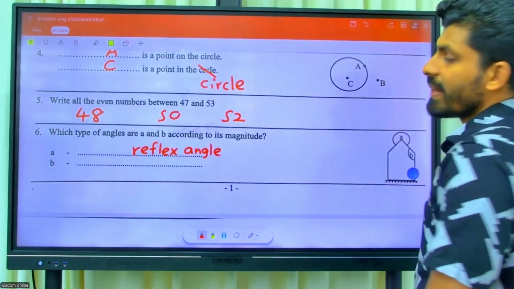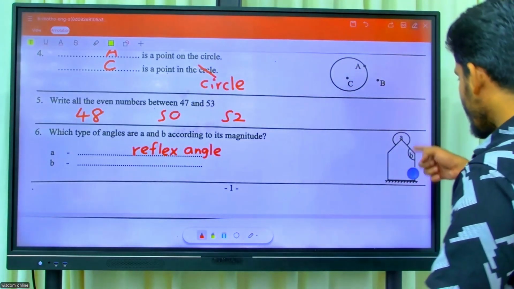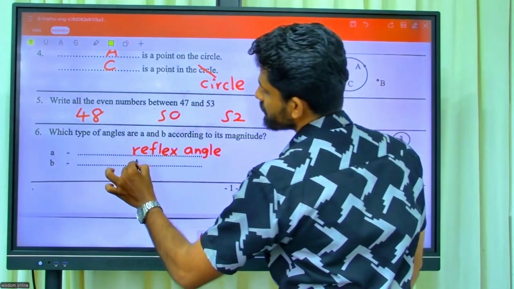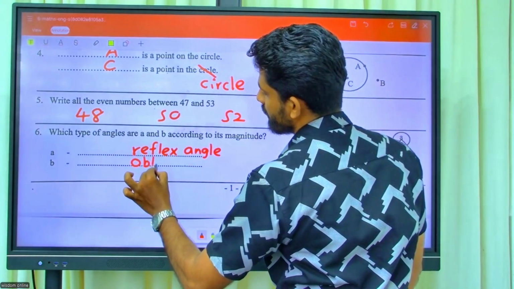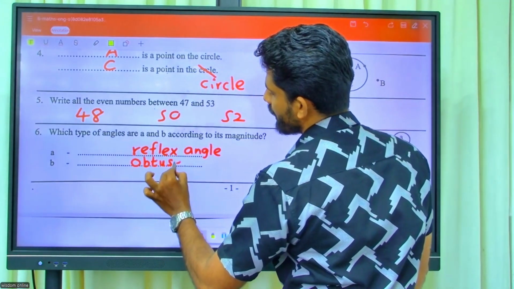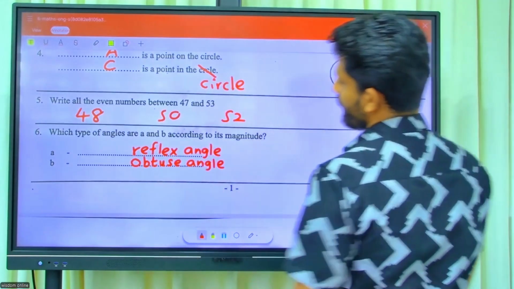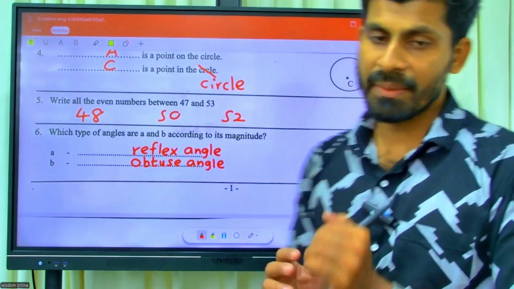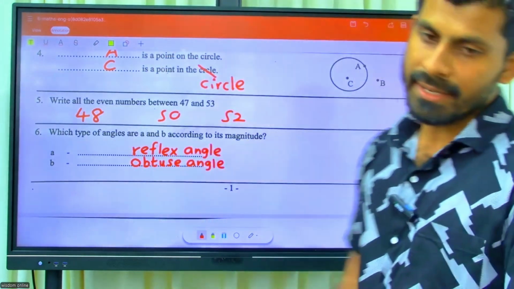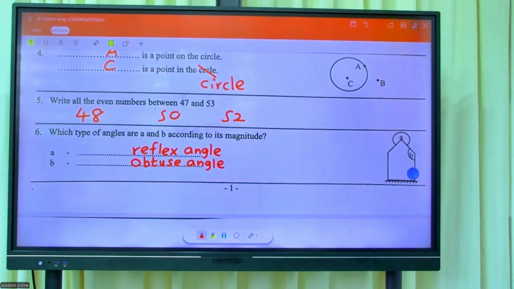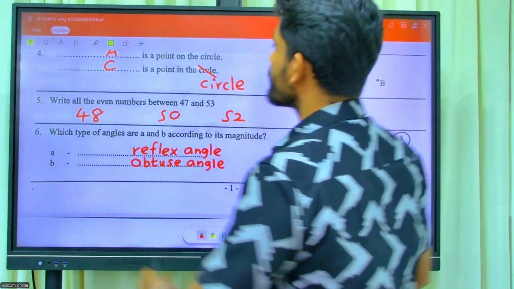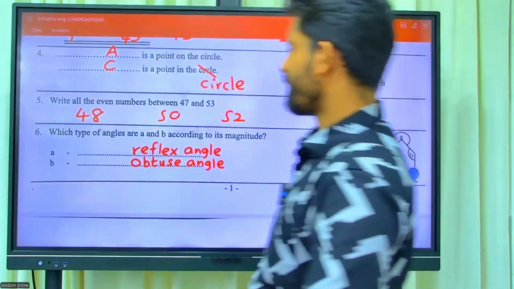A is a reflex angle. B is an obtuse angle.